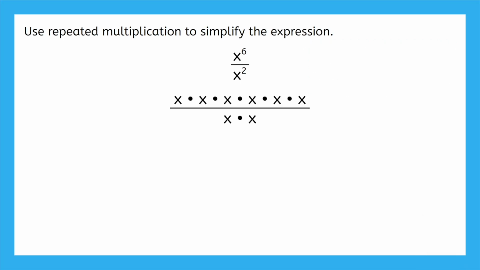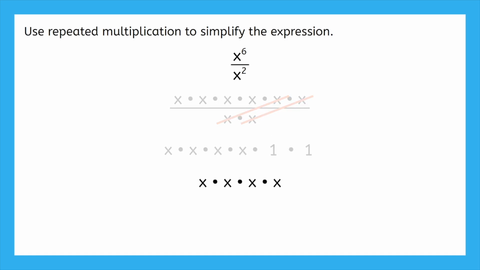We have 6 x's multiplied in the numerator and 2 x's multiplied in the denominator. We'll match up x's from the numerator and denominator to make 2 pairs. Each pair cancels out since x over x equals 1. That leaves us with 4 x's multiplied together, and as an exponent, that's x to the power of 4.